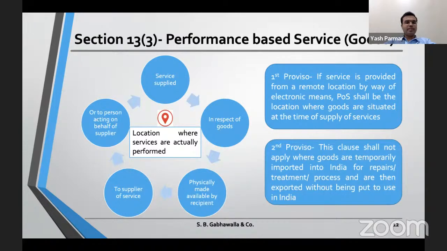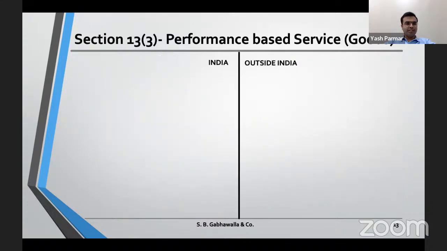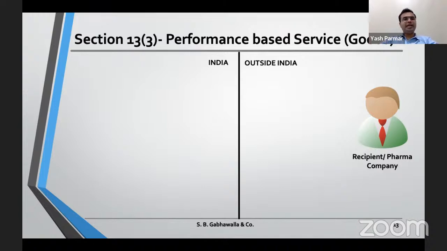Let us try to understand with the help of an example what kind of scenarios can get covered in this particular section. Let us take an example that there is a pharma company or a recipient who is located outside India. They are into manufacturing of various kinds of medicines. And we all know that the manufacturing process of a medicine is quite complex. Before the medicine is actually released into the market for use by the general public, they have to go through various kinds of testings and approvals.